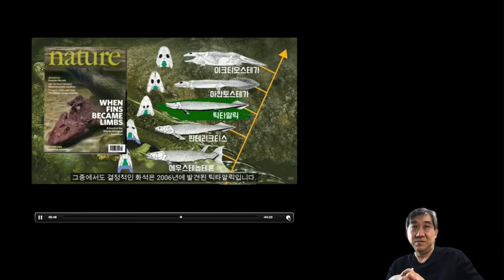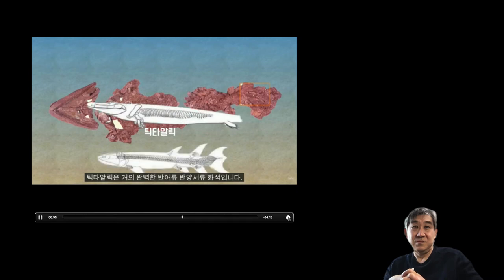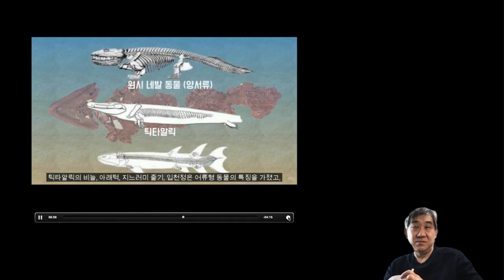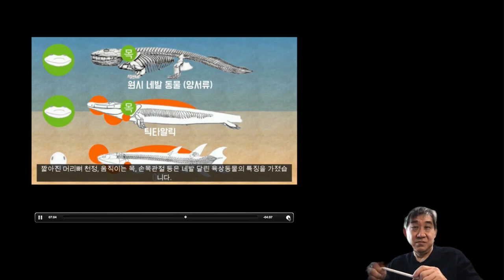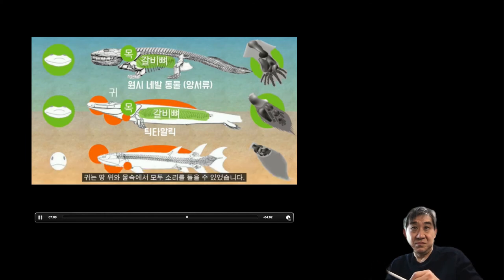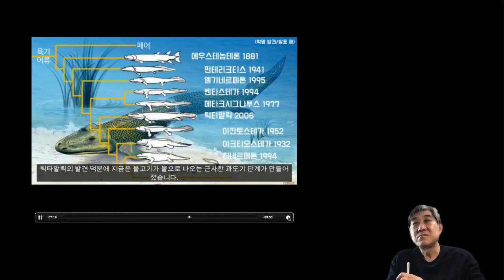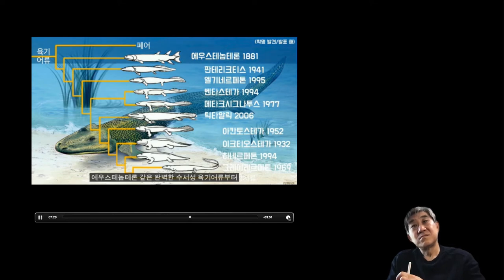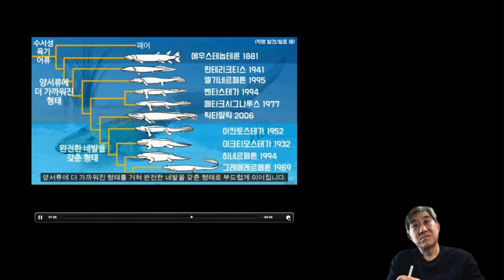그 중에서도 결정적인 화석은 2006년에 발견된 틱타알릭입니다. 틱타알릭은 거의 완벽한 반어류, 반양서류 화석입니다. 틱타알릭의 비늘, 아래턱, 지느러미 줄기, 입천장은 어류형 동물의 특징을 가졌고 짧아진 머리뼈 천정, 움직이는 목, 손목 관절 등은 네 발 달린 육상 동물의 특징을 가졌습니다. 귀는 땅 위와 물 속에서 모두 소리를 들을 수 있었습니다. 틱타알릭의 발견 덕분에 지금은 물고기가 네 발 동물로 나아가는 근사한 과도기 단계가 만들어졌습니다. 에우스테노프테론 같은 완벽한 수서성 육기어류부터 양서류에 더 가까워진 형태를 거쳐 완전한 네 발을 갖춘 형태로 부드럽게 이어집니다.